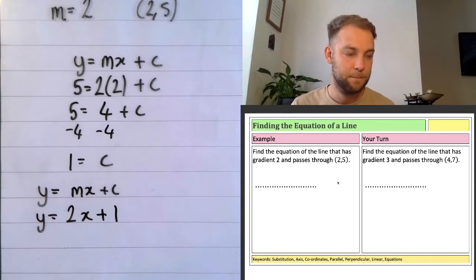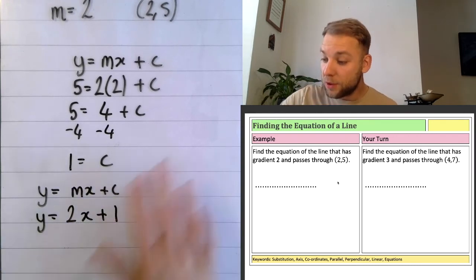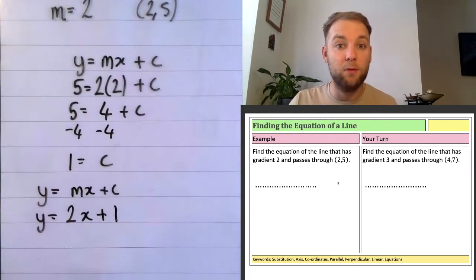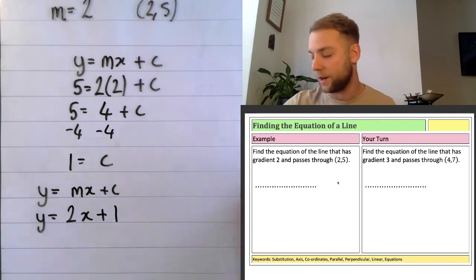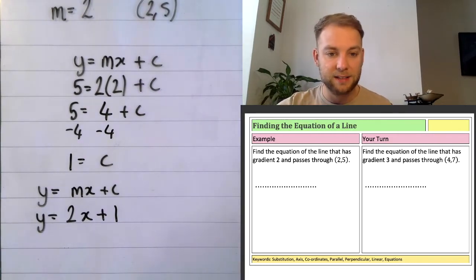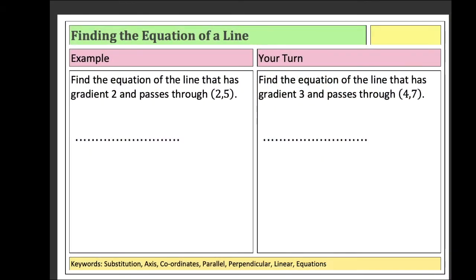Brilliant. Super. So there's a bit of substitution here, there's a bit of rearranging, there's a lot more going on with this question. So pause now and have a little go at that one on the right-hand side.